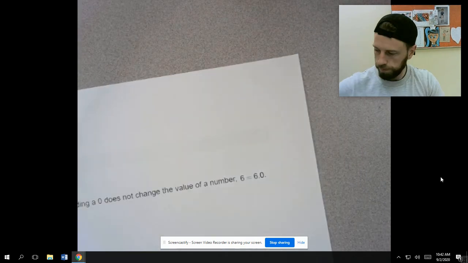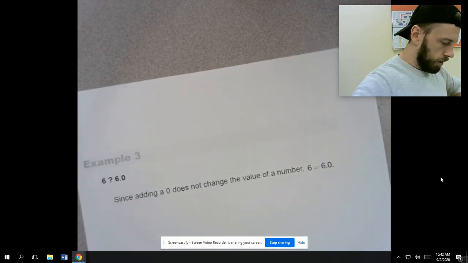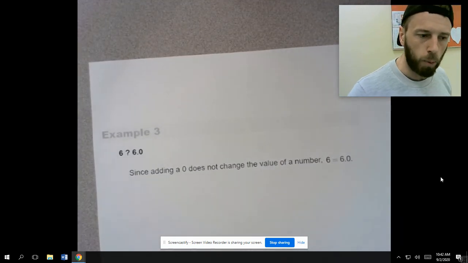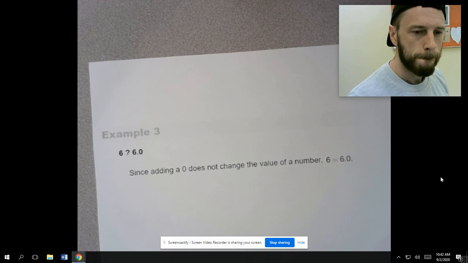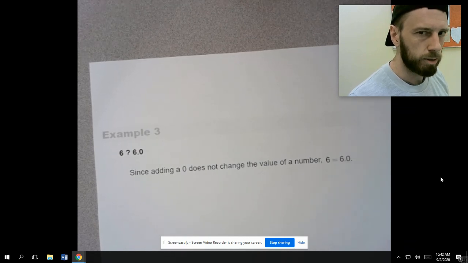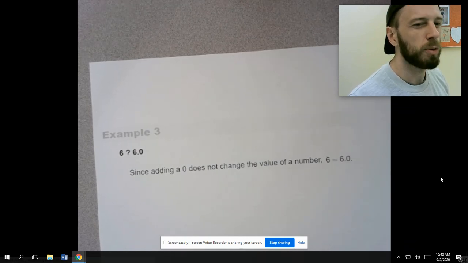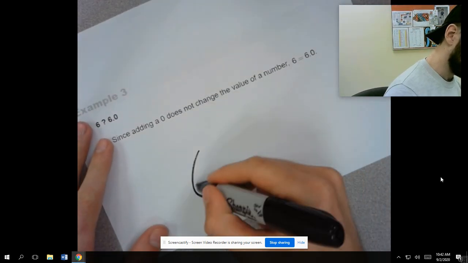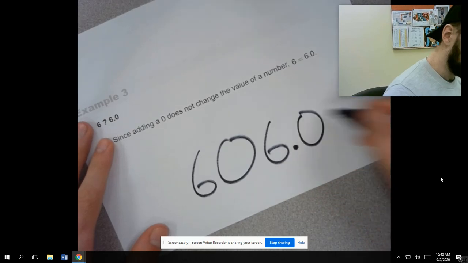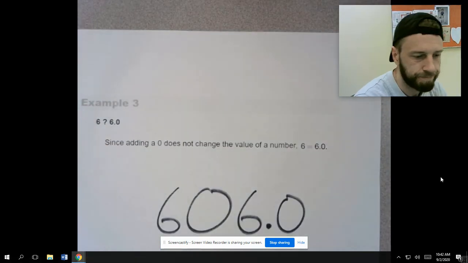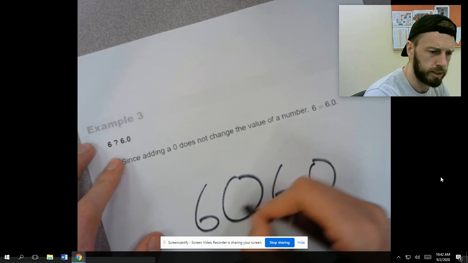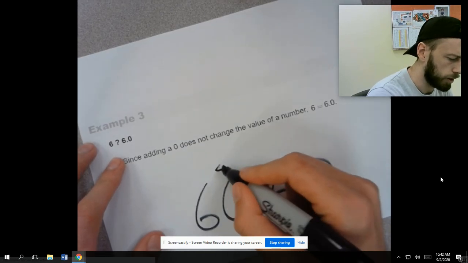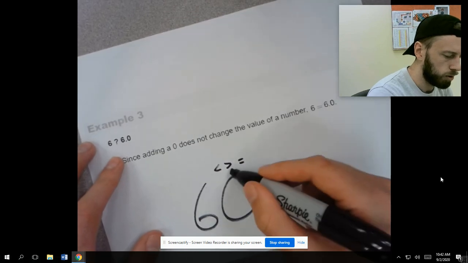One more for you guys. Example number 3. 6 compares to 6.0. It's kind of tricky. This is what I want you guys to do. Go ahead and put 6.0. You tell me how does 6 compare to, oh, this is not a 0, guys. Sorry, I use this to put my signs in. This is where less than, greater than, equal to goes.